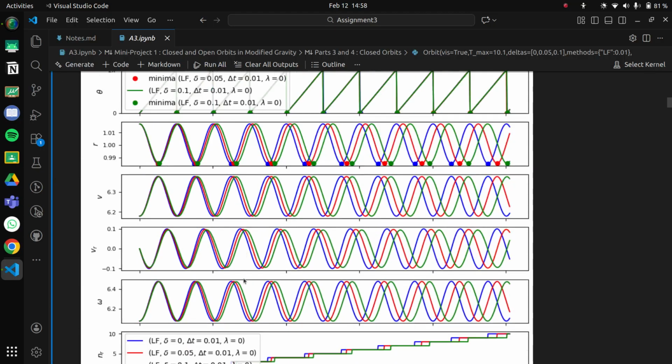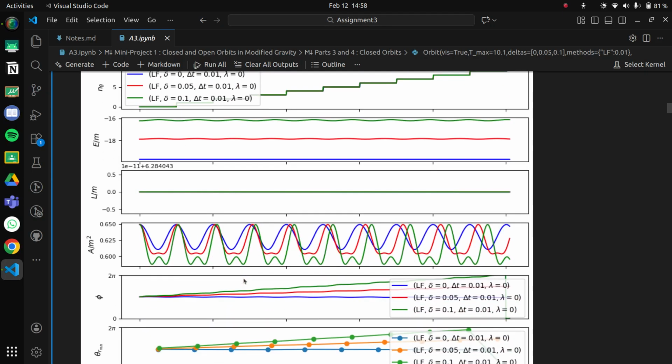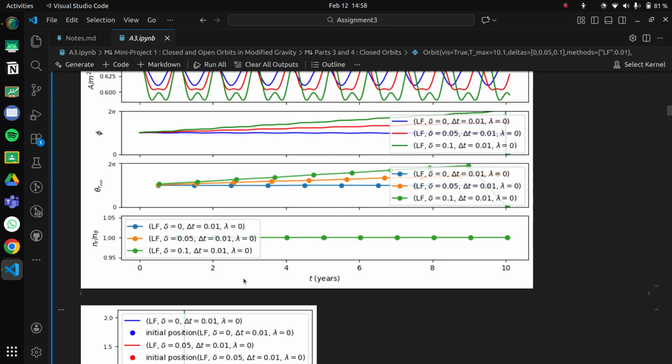What is a closed orbit? How do we define it? Why is it that a rational nr by n theta gives a closed orbit? All the mundane stuff which I don't really care about. You also have this thing, theta r minimum, which is the angular position of the perihelion. Perihelion is where r is the minimum. And you also have this phi thing, which I'll come to. But this thing is basically going to give you the precession.